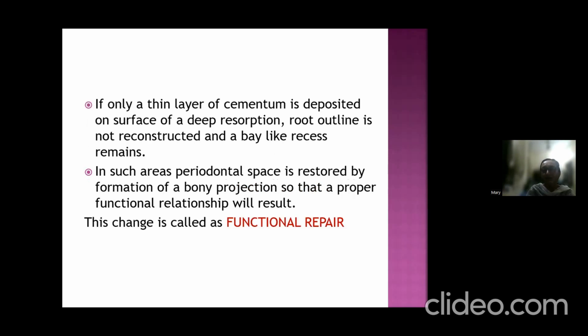So suppose the cementum gets resorbed and only a thin layer of cementum is deposited, so a bay-like recess, that is a small recess, will remain. So in such cases, this periodontal space will be restored by formation of an alveolar bone projection. So here this bony projection occurs in order to maintain the functional relation. So this type of repair is known as functional repair. Here the anatomy is not restored, but only the function of the tooth is restored. So this type of repair is known as functional repair.